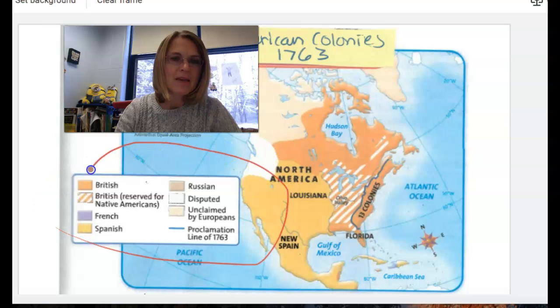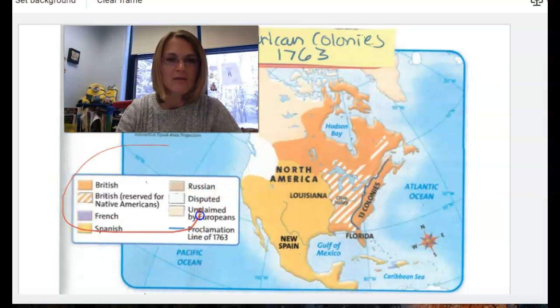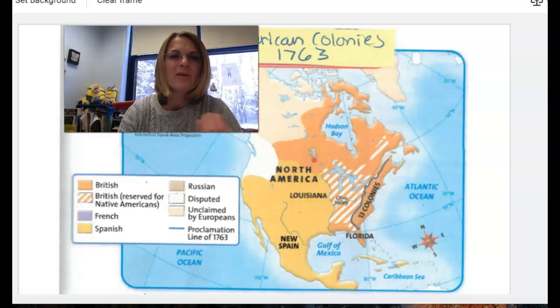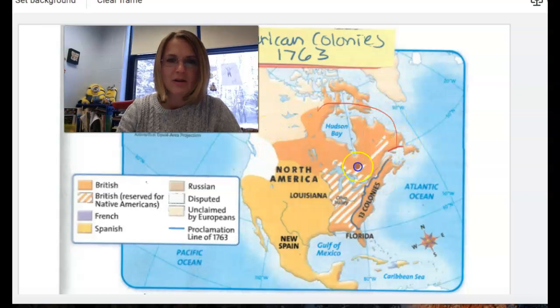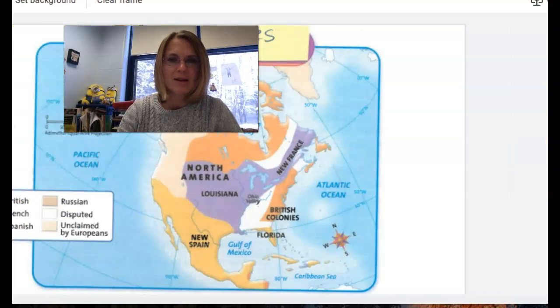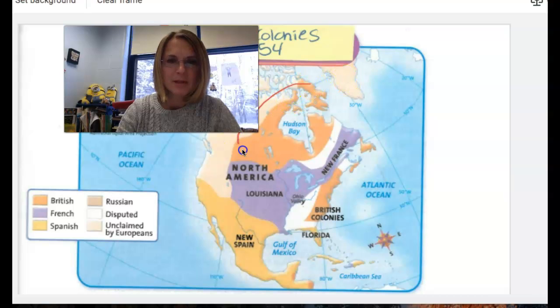I want you to be paying careful attention to the map keys, because that's really where you're going to get your information, because you're going to see all these colors on here, and I don't want you to tell me one map has orange and one map doesn't. I want to know, what does the orange mean? Okay, so in this case the orange means British. Okay, so that means that the British own this land in orange. Okay, so then I'm going to go back to this map in 1763 and see, yes, there is orange on this map. So if I were to compare them, I would say the British own land on both maps.